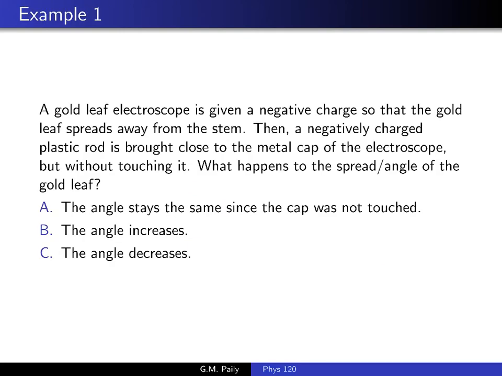Here's a question. A gold leaf electroscope is given a negative charge so that the gold leaf spreads away from the stem. Then a negatively charged plastic rod is brought close to the metal cap of the electroscope, but without touching it. What happens to the spread or the angle of the gold leaf? Does the angle stay the same? Does it increase or does it decrease? Pause the video and take a moment to try and think about the answer yourself. In a few moments, we will discuss the answer.